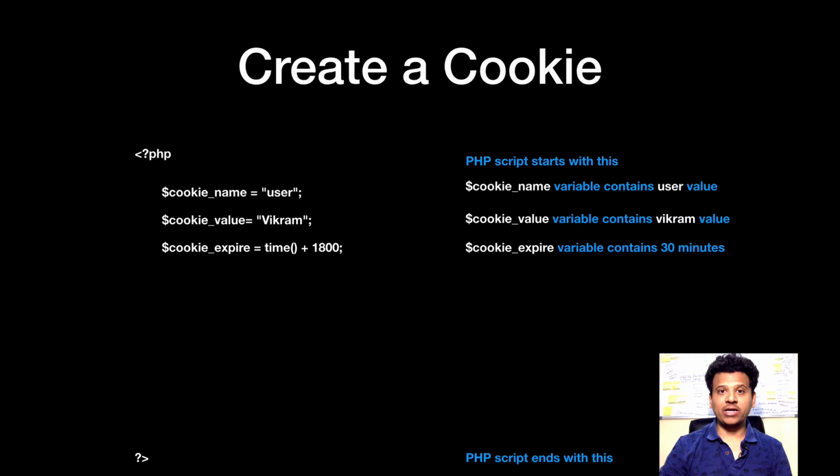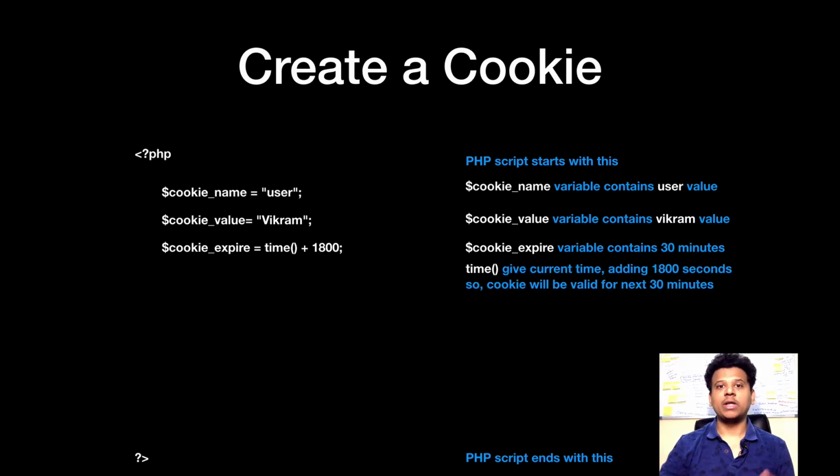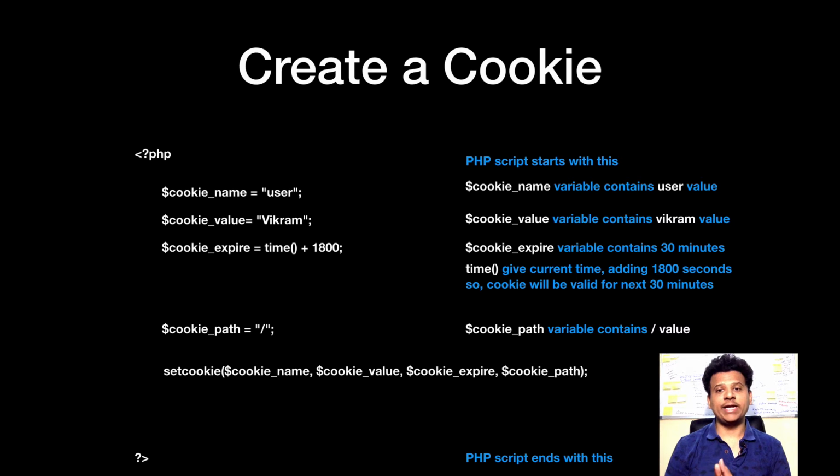Then cookie expire, and we give the value time plus 1800. So the time function gives us the current time and we add 1800 seconds into it. That means the cookie will expire after 30 minutes. After that we set the cookie path to the slash, and using those variables we created a cookie.